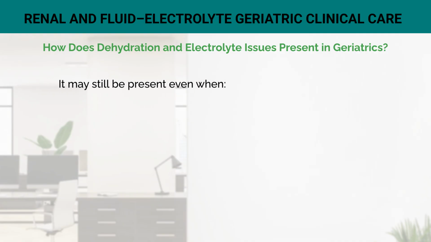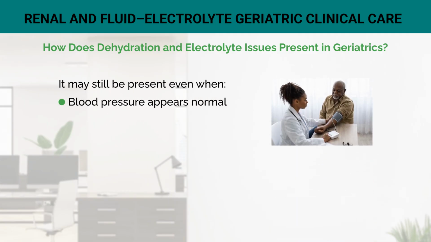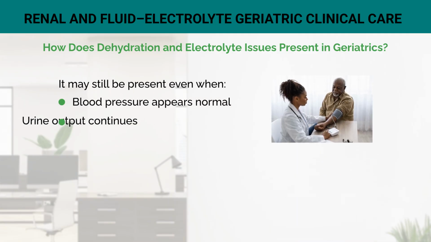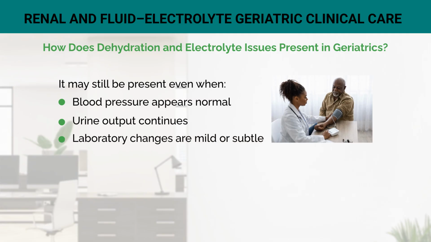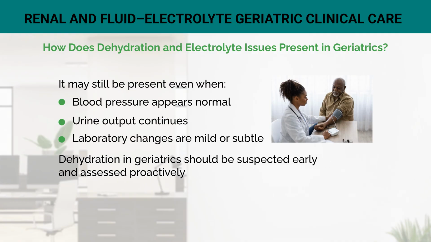It may still be present even when blood pressure appears normal, urine output continues, or laboratory changes are mild or subtle. This is why dehydration in geriatrics should be suspected early and assessed proactively, rather than waiting for obvious signs.